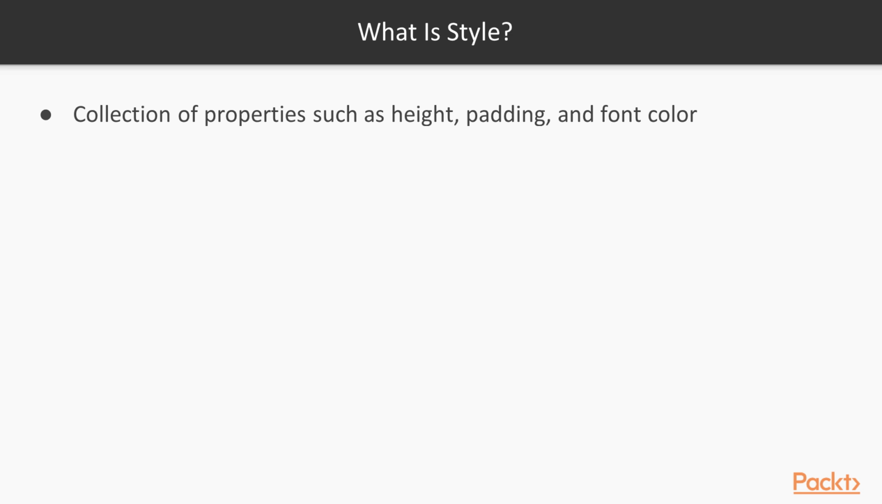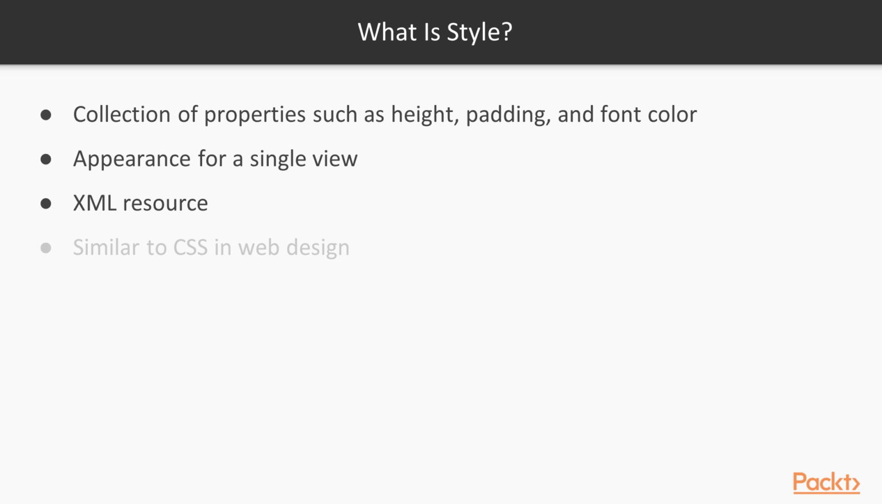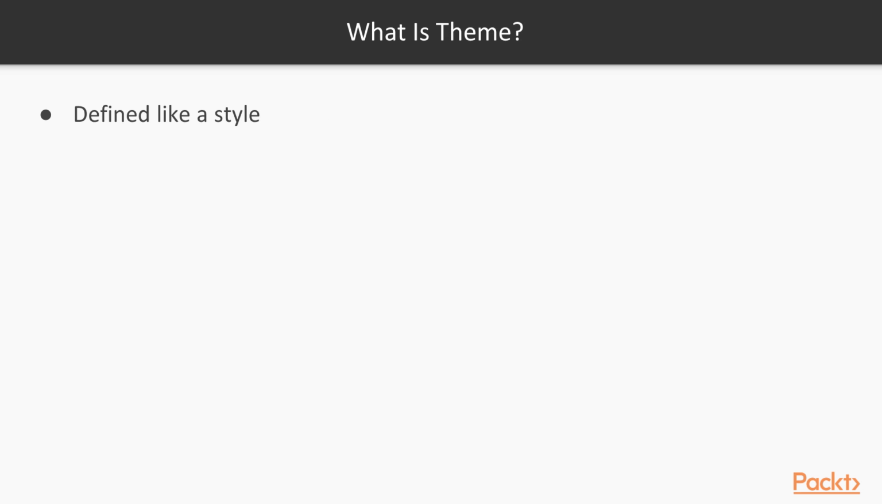A style is a collection of properties like height, padding, font color, or other UI properties. A style is in XML format and used for a single view. This is similar to CSS in web design. But what is a theme? A theme is like a style, but it is applied to an entire activity or application.